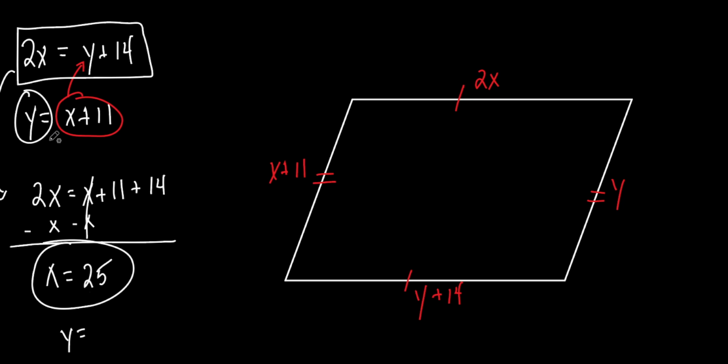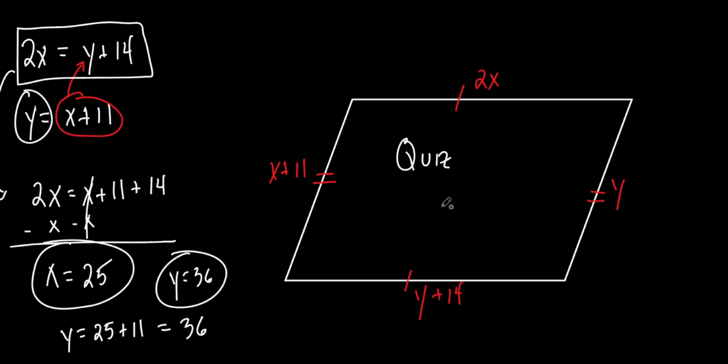So now, what's y equal to? x plus 11. So x is 25 plus 11 is equal to 36. So y equals 36. This can be on a quiz, and it can be on a test. And it's definitely going to be on your homework as well.